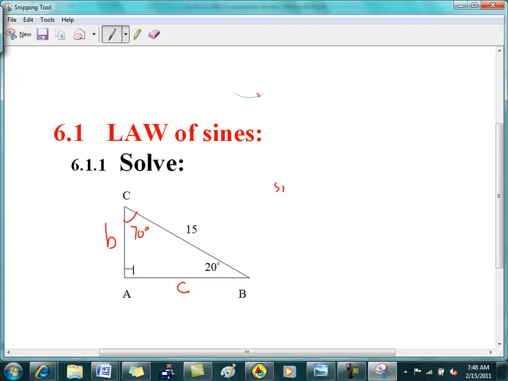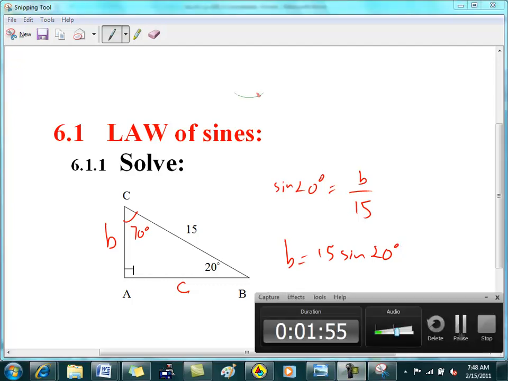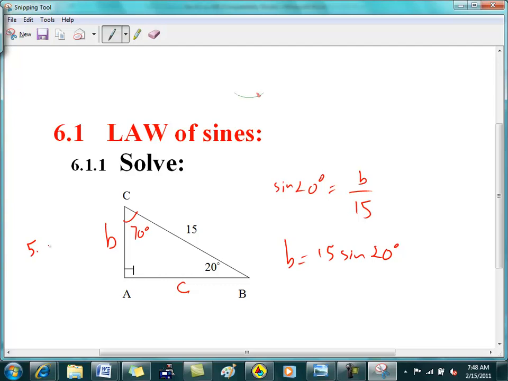And then I know that sine 20 is equal to b over 15 from SOHCAHTOA, straight out. Okay? So b is equal to 15 sine 20. And then you just chug that on your calculator. Okay, so can you guys chug on that calculator and find me b and c, please? 5.1303 and c? C, Ian, c? 14.0954. Is everybody okay on this stuff?